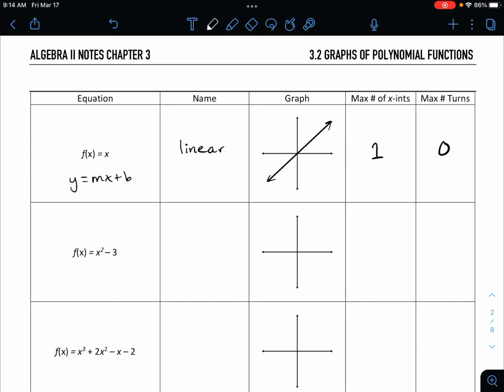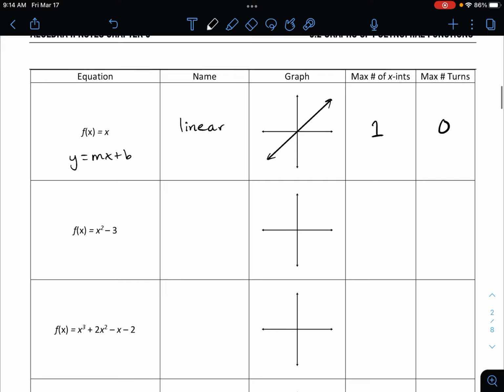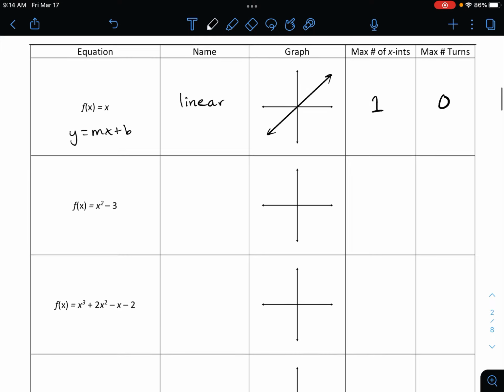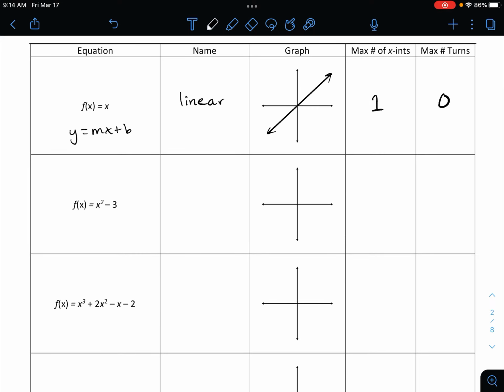Now, this is the max number of x-intercepts. There doesn't have to be this many intercepts for some of these. There does for a linear function, but you'll see later on what we're talking about here. So if we've got x squared minus 3, we know this is called quadratic.